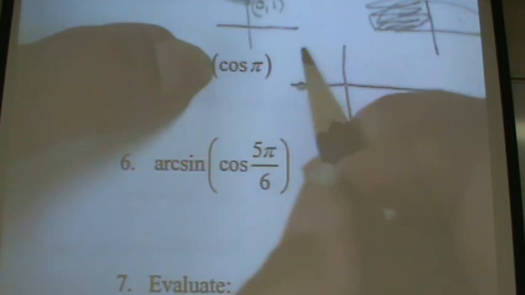Cover that. Cosine of pi. Where is pi? From chapter 6. This is the ordered pair negative 1, 0. The definition of cosine is what? X over r. So this is negative 1 right here.